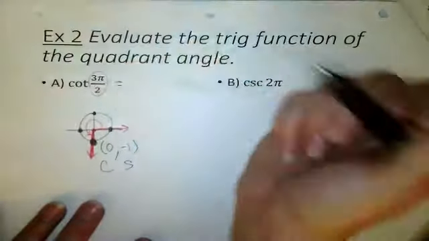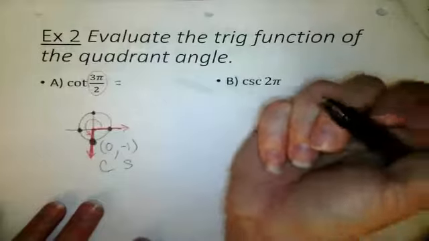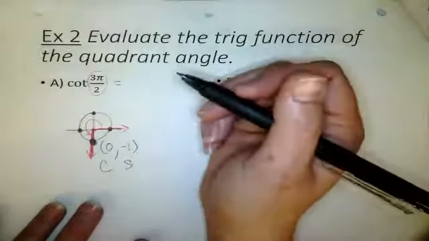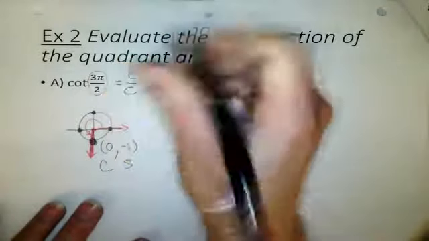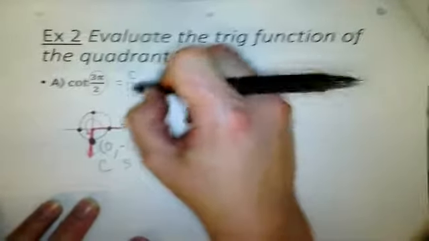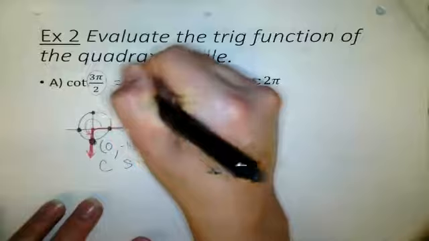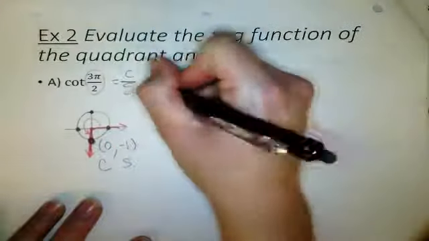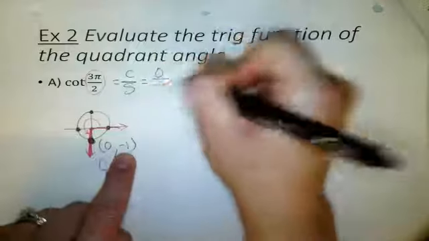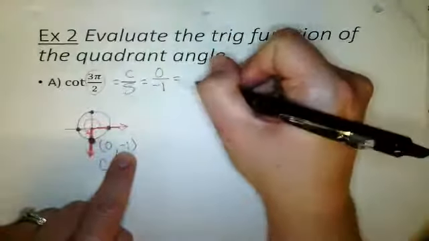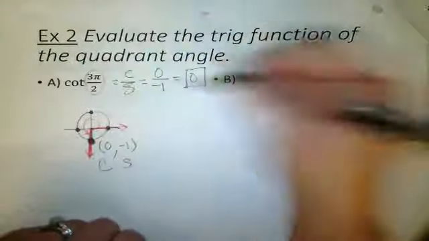How do we figure out cotangent? Cosine over sine. Very good. Cosine over sine as opposed to tangent, which is sine over cosine. So cosine over sine, the cosine value is 0, the sine value is negative 1, and 0 divided by any number is 0.